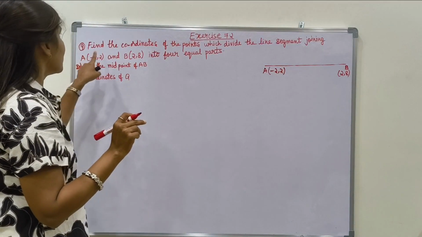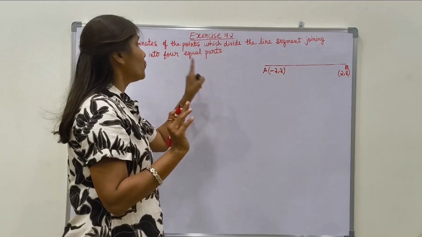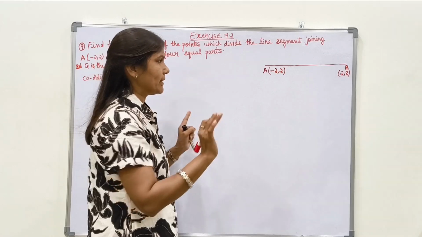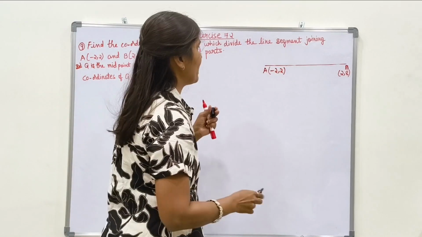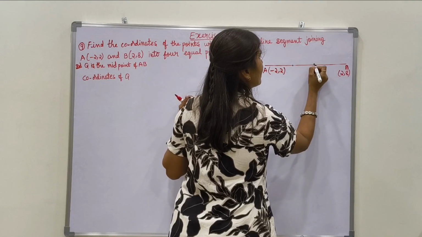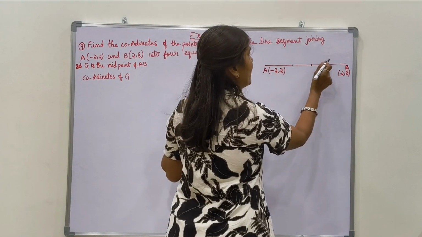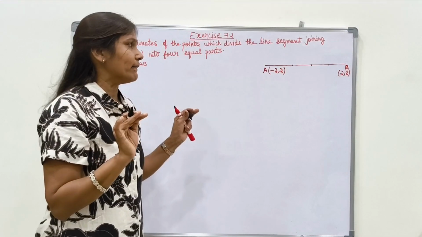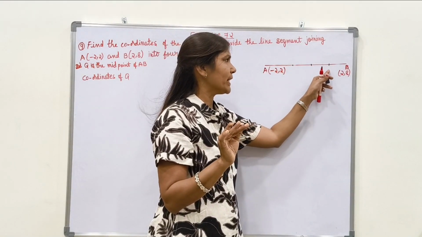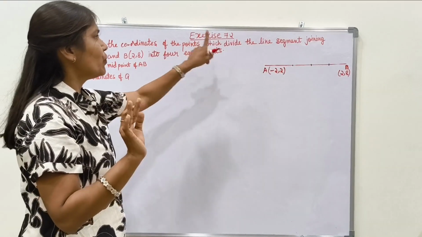Here what is the clue? Find the coordinates of the points dividing the line segment joining AB into 4 equal parts. This line segment is divided into 4 equal parts. See here, I am dividing into 4 equal parts: 1, 2, 3. One part, 2 parts, 3 parts, 4 parts. These are equal parts. From A to this point equal, this to this equal, this to this equal, this to this equal. So this AB line is divided into 4 equal parts.